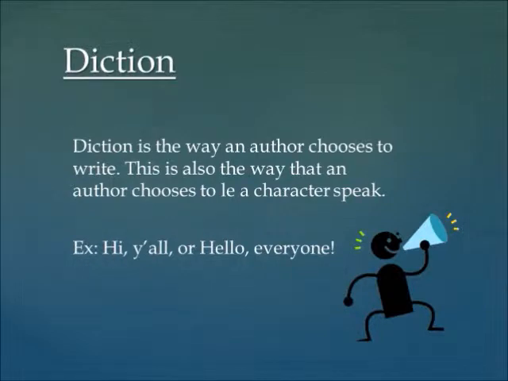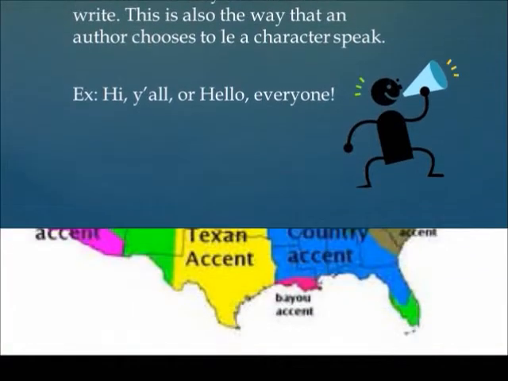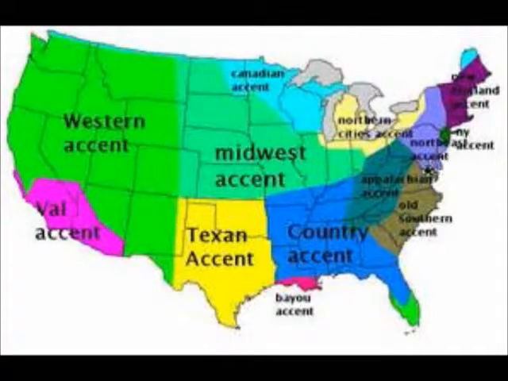Diction. Diction is the way an author chooses to write. This is also the way that an author chooses to let a character speak. For example, hi y'all, or hello everyone. The author, depending on where he chooses his character to be from, may give them different accents. This is an example of diction.